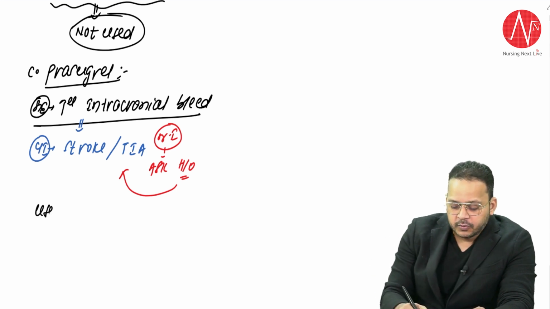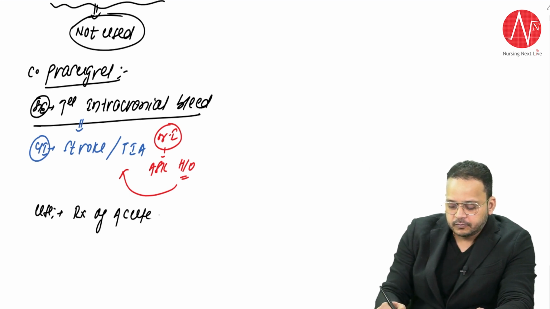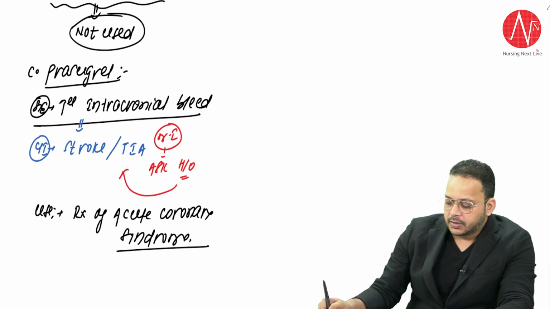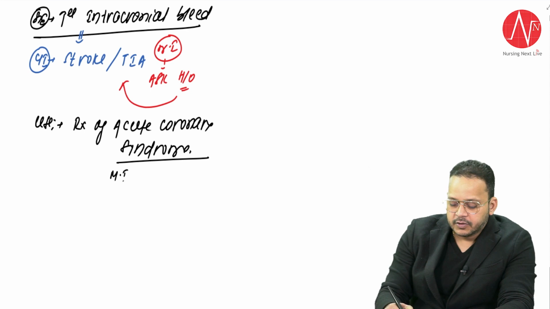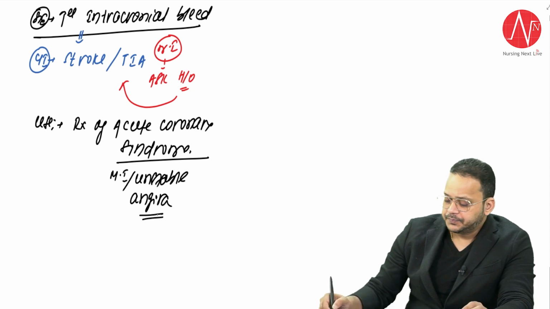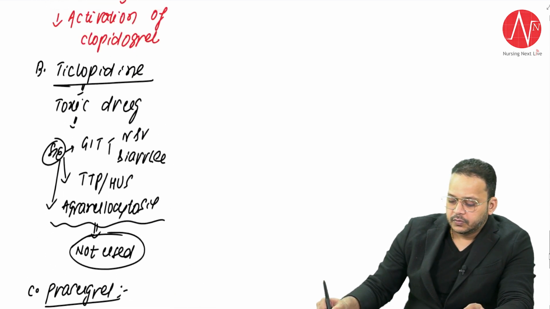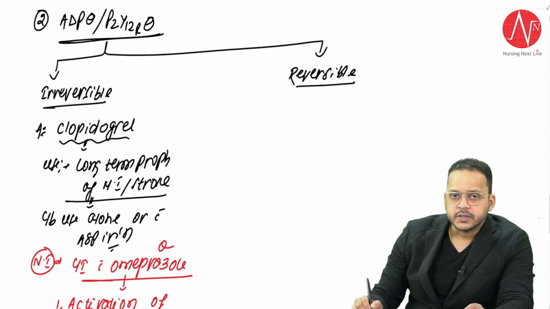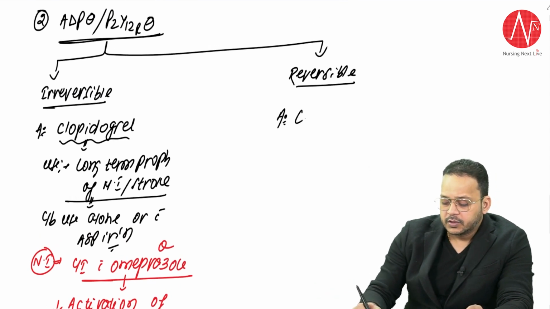So where do I use prasugrel? Heart. It is used for treatment of acute coronary syndrome. Acute coronary syndrome, like when the patient develops MI or unstable angina, this is called acute coronary syndrome. I can use it, right? Whereas now coming to the reversible ones, guys. Reversible ones, we have a drug called cangrelor.